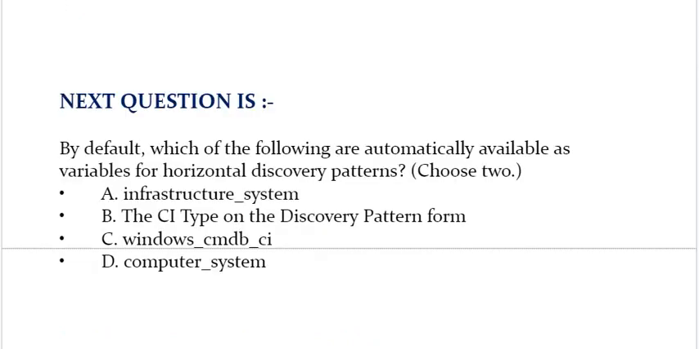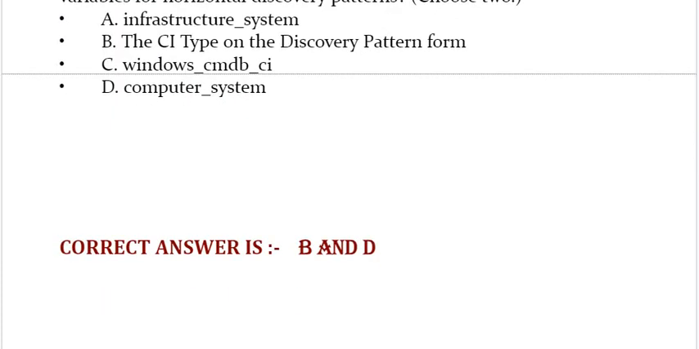Next question is, by default, which of the following are automatically available as variables for horizontal discovery patterns? Choose two options. Option A, infrastructure_system. Option B, the CI type on the discovery pattern form. Option C, Windows_CMDB_CI. Option D, computer_system. Correct answer is option B and option D.